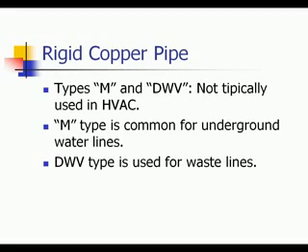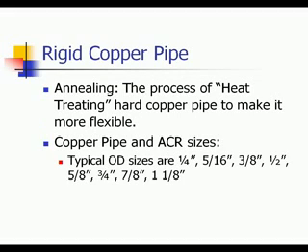Type K pipe, it's heavy duty. It's used where severe corrosion is possible. Type L is most commonly used for boiler piping, refrigerant piping, and it's currently what's required per code in domestic water and baseboard. The Type M and DWV are not typically used in HVAC. Type M is usually used for underground water lines. DWV is used for waste lines.